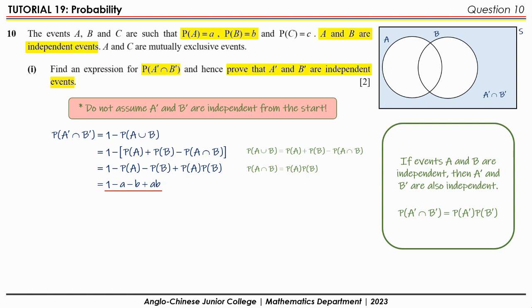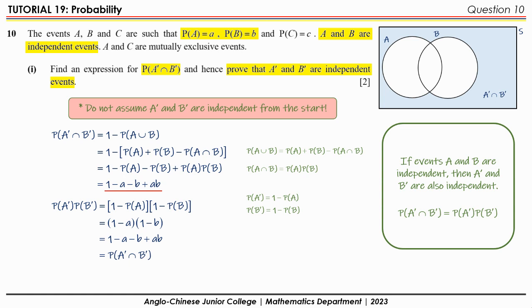Now, to prove that A' and B' are independent, we can calculate the product of the probabilities of A' and B' and show that we get the same expression as what we did earlier. The probability of A' is 1 minus the probability of A, and the probability of B' is 1 minus the probability of B. Expanding the product, we get the expression 1 minus a minus b plus ab again, and so we conclude that events A' and B' are also independent.